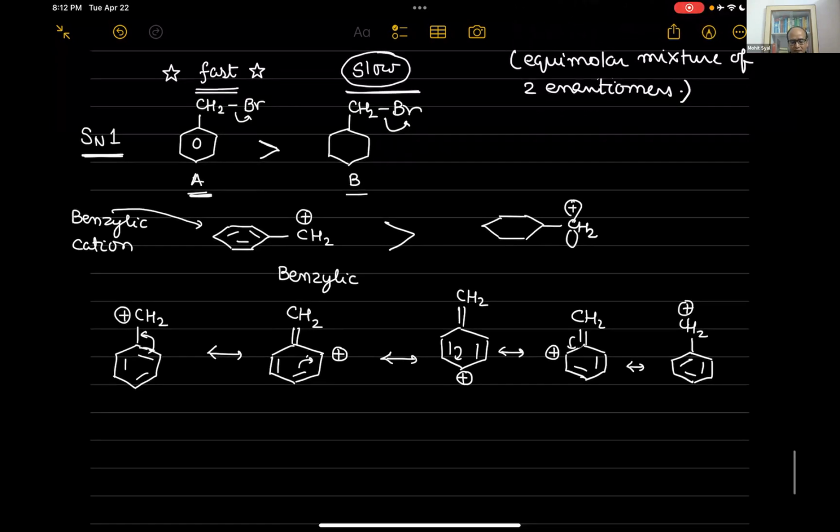Benzylic cation is stabilized by resonance. Got it? Is it clear? So what is resonance? What do you know about it? Ibrahim and Jasleen, can you tell me in just a few words what it is actually? Resonance. What is it about? Tell me.